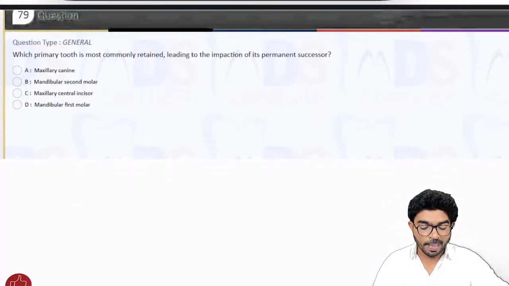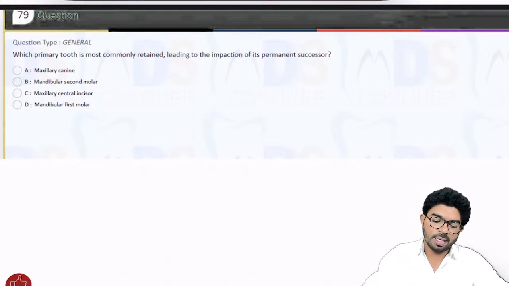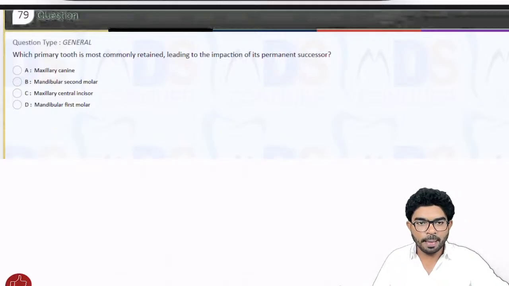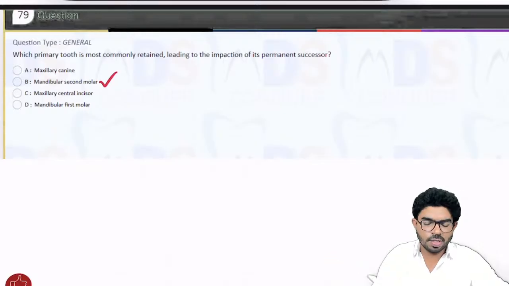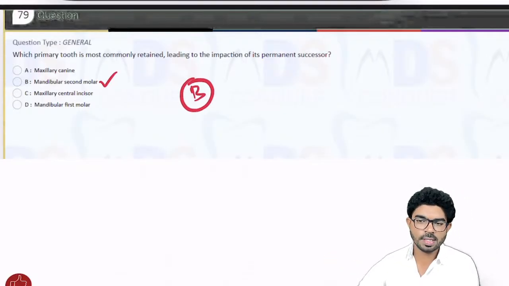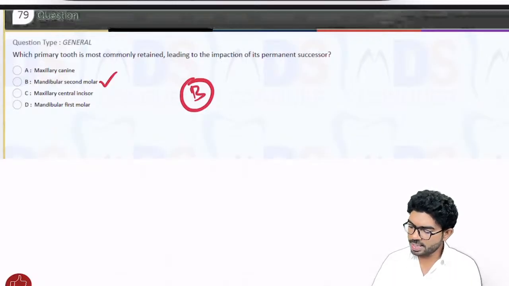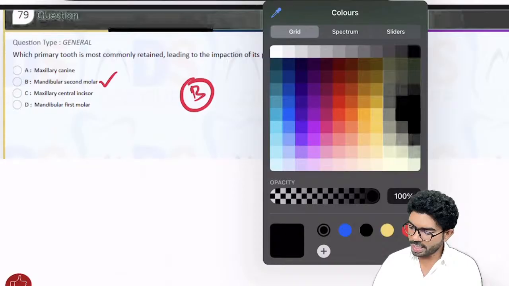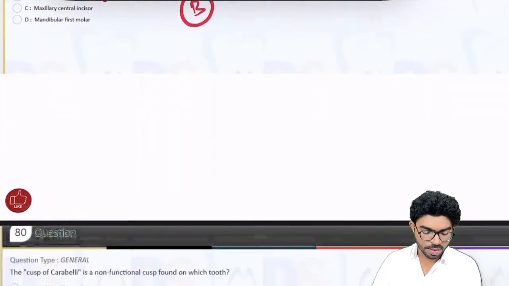79. Which primary teeth is commonly retained, leading to impaction of its permanent successor? The most common impacted primary teeth is going to be your mandibular second molar, a regularly asked question, the most common ankylosed primary teeth. Which primary teeth undergoes ankylosis? The answer is mandibular second molar. 79, I am done. I'm jumping into question number 80.